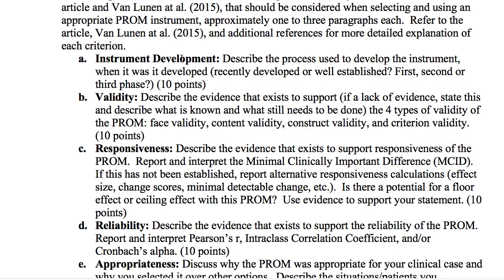And the criterion validity. We talked about this. If you've taken research methods, this was discussed. We talked about this a little bit in our first evidence-based practice class. You'll learn more about this now.